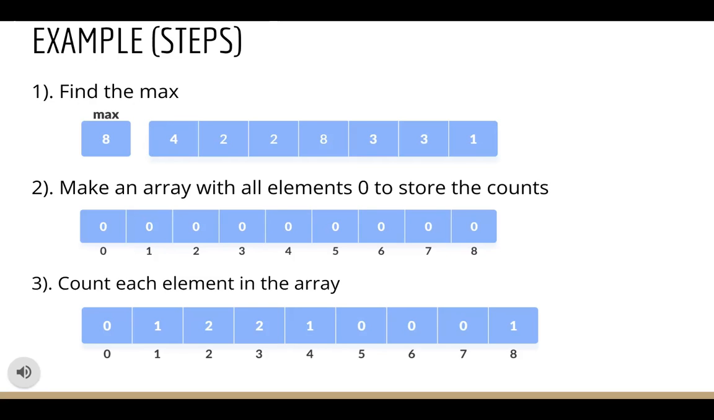step 1, the picture under it shows us that there is 1 four, 2 twos, 1 eight, 2 threes, and 1 one. So all the other numbers that we have, like 0, 5, 6, and 7, would stay with the number 0. In our next slide, it would be a continuation.